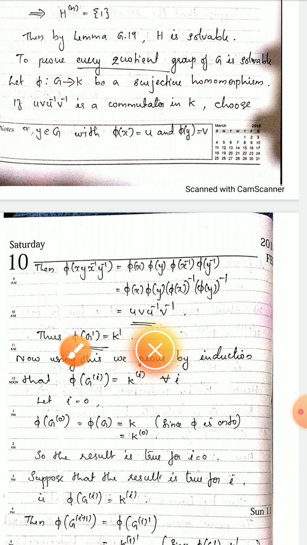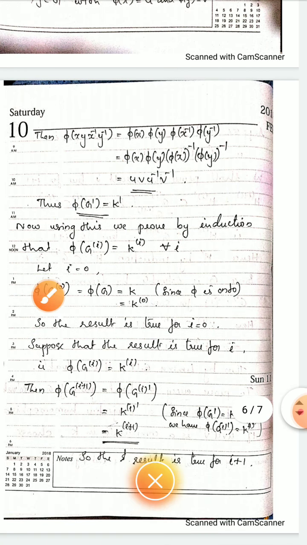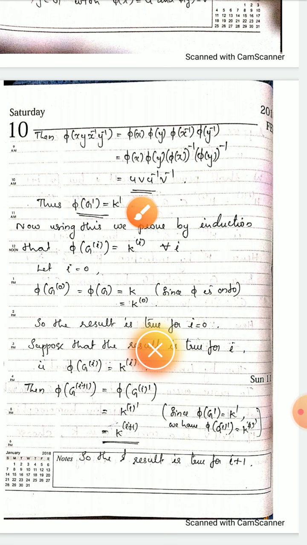So like that we have got phi of G' is equal to K'. Now using this we prove by induction that phi of G^i is equal to K^i for all i.